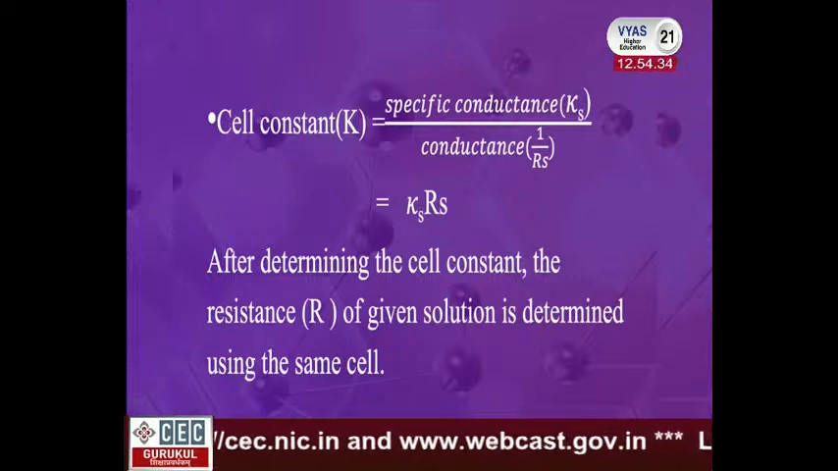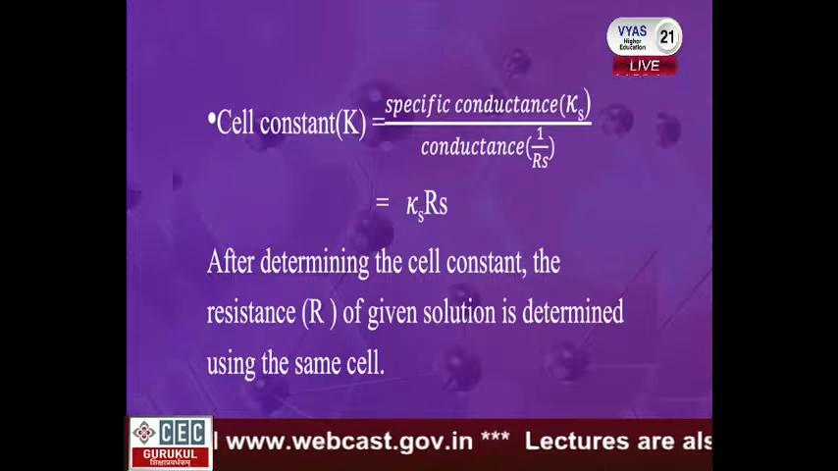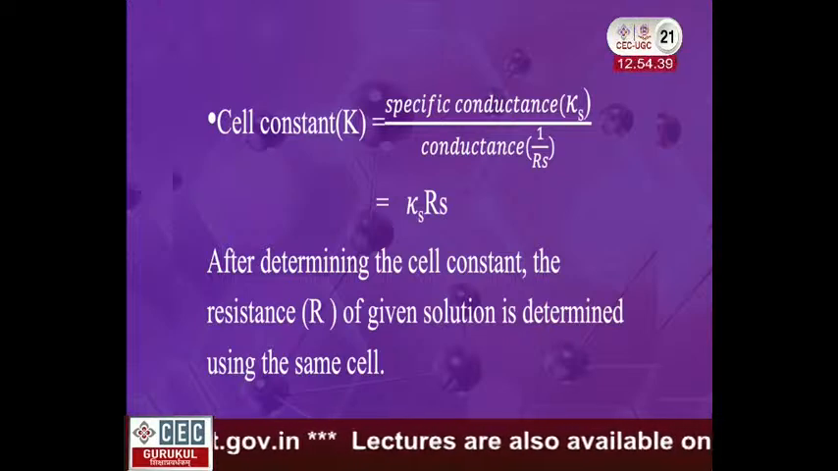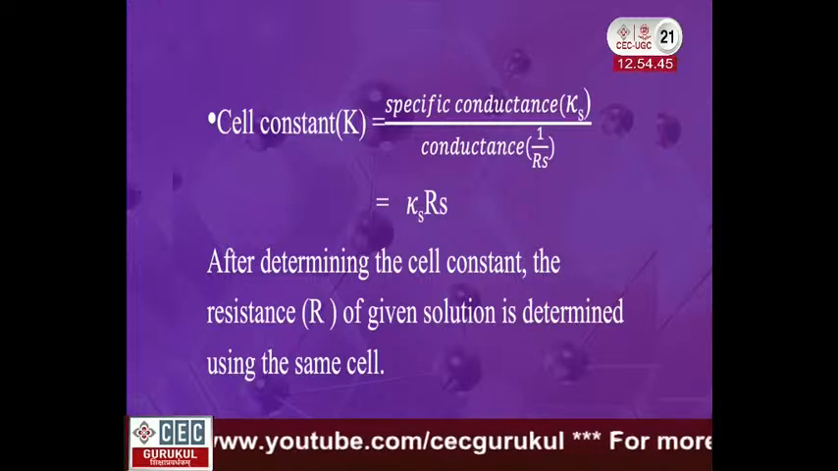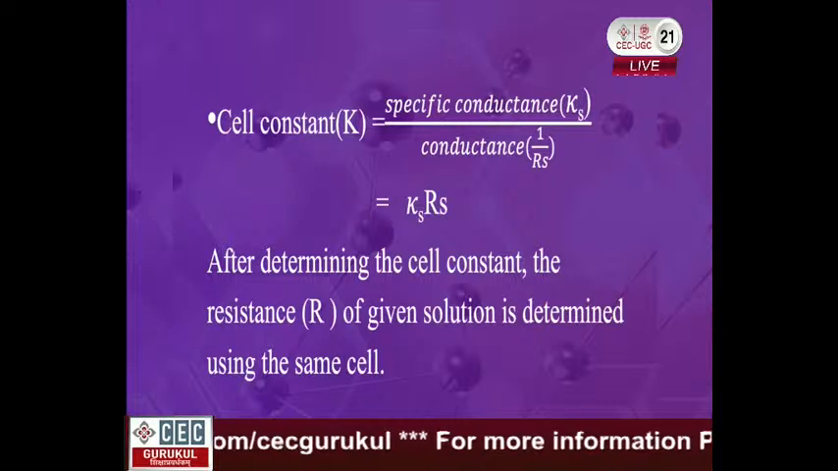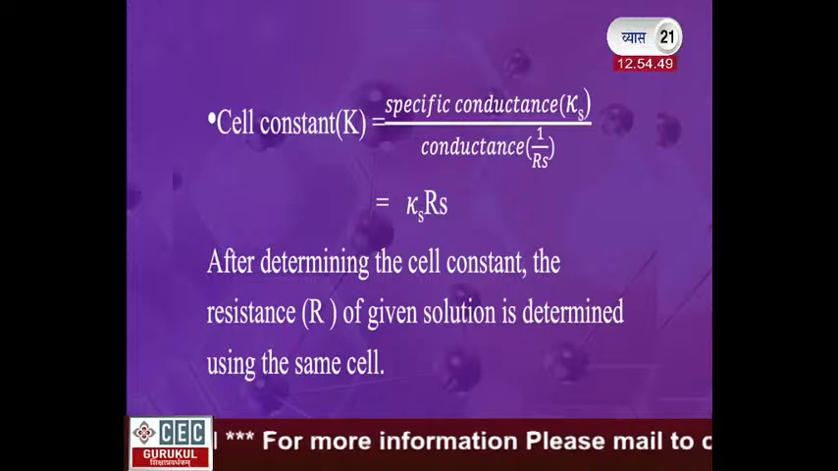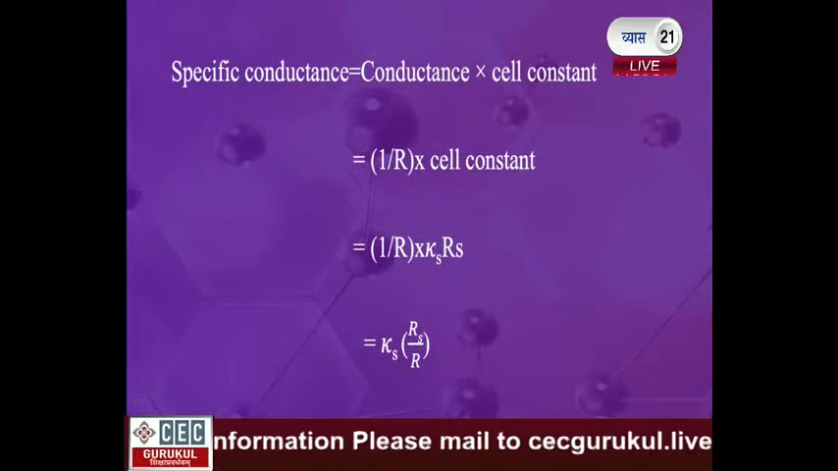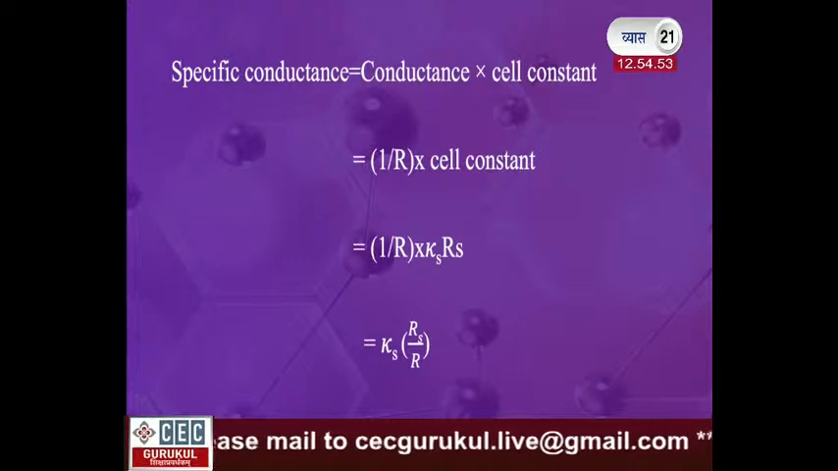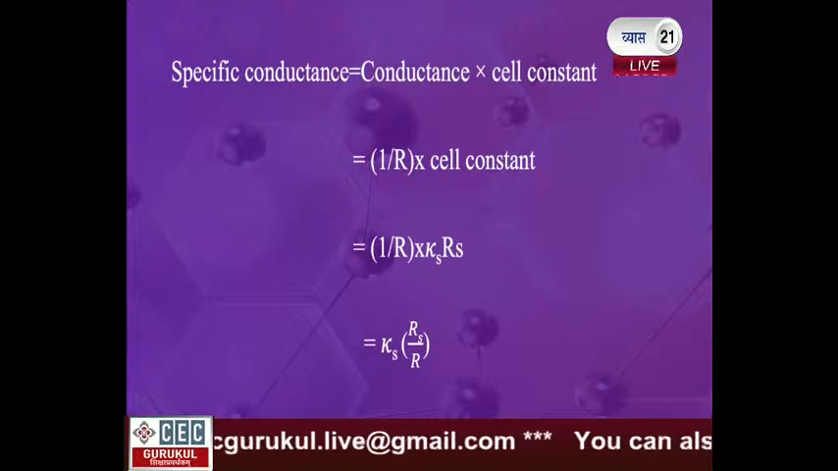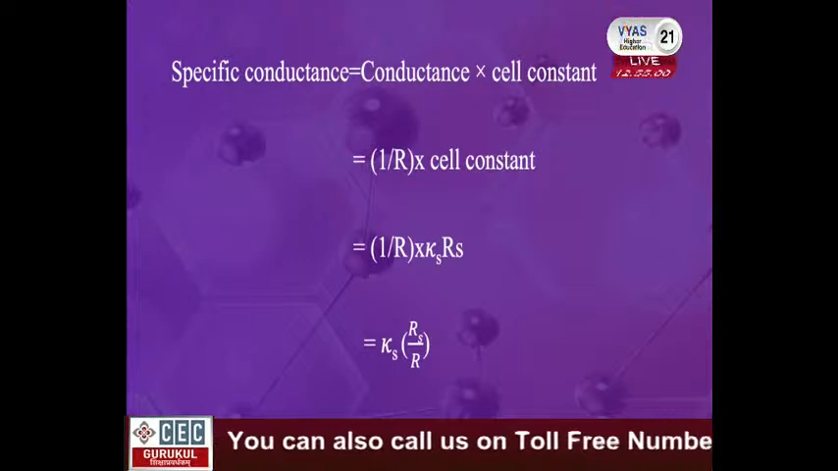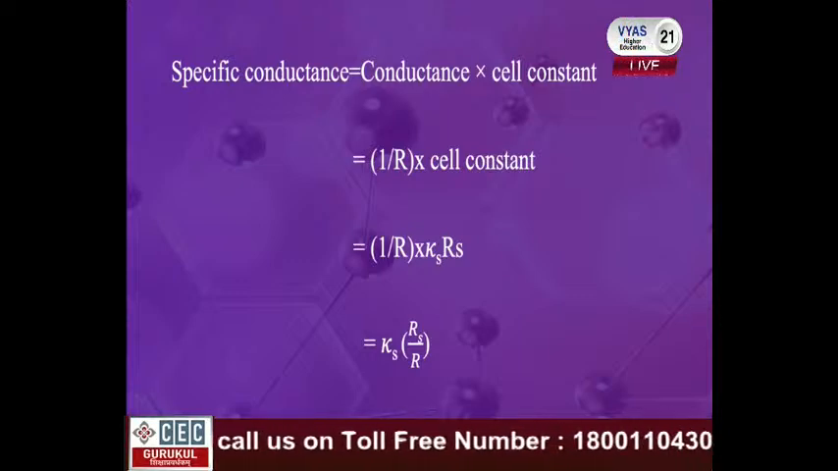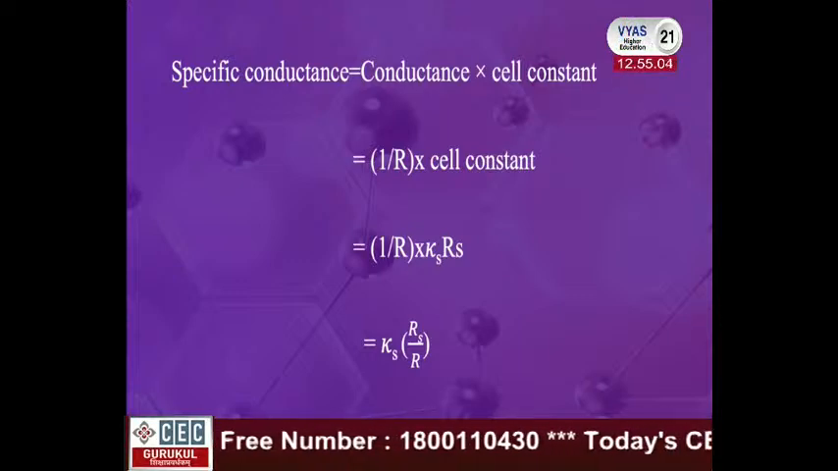After determining the cell constant, the resistance R of the given solution is determined using the same cell. When we use the same cell, the cell constant remains constant. It's the same for the same cell. The specific conductance is conductance into cell constant, so specific conductance is equal to kappa S into Rs by R.